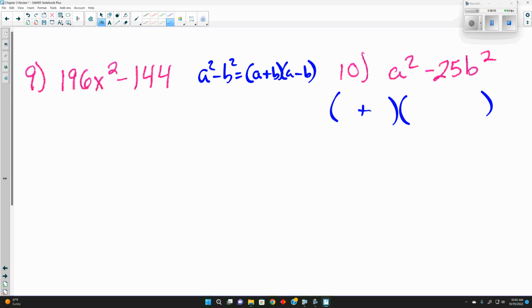So we'll have our plus and minus. What multiplied by itself gives us a squared? Well, it was a. So in the first spots, we would have a and a. For 25b squared, that was 5b and 5b. And that's it.